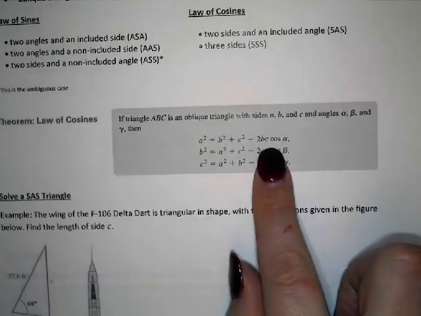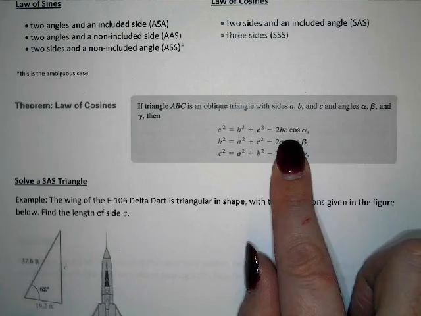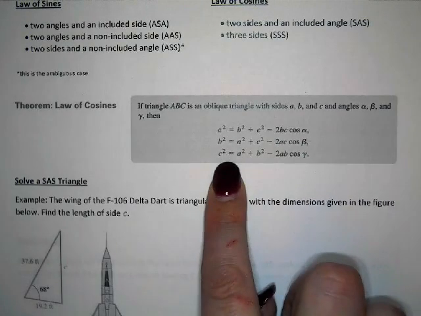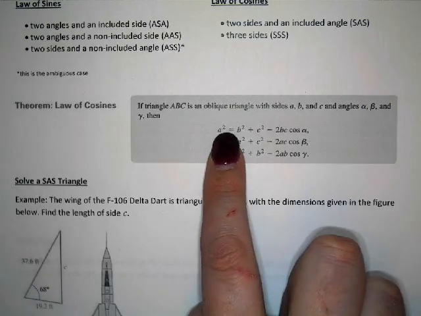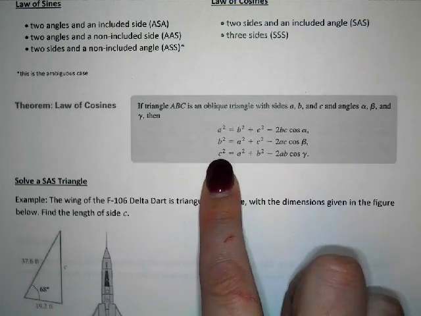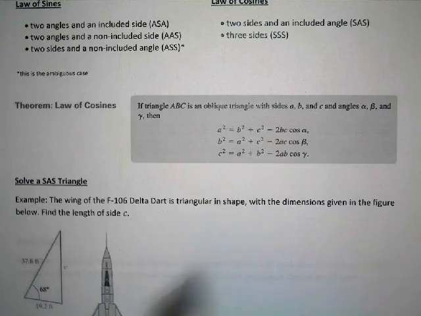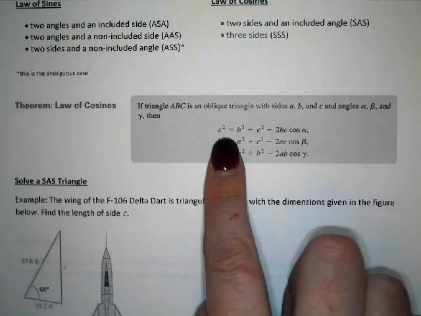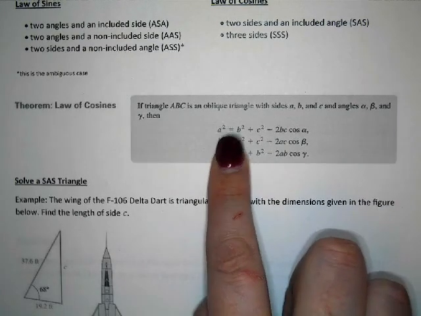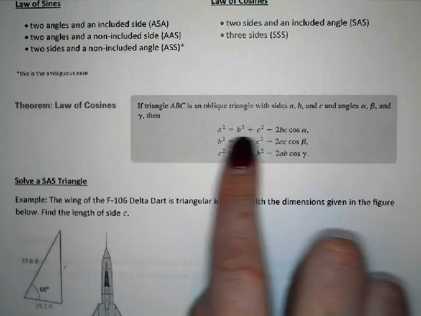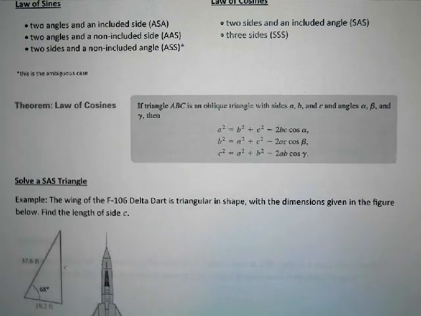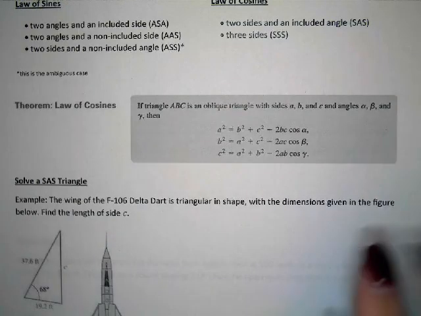Now, with the law of cosines, we can see that the formula is quite a bit more complicated than the law of sines formula, and there are three versions depending on which side length is isolated or almost isolated in the formula. And my recommendation to you would be not to memorize the formula specifically, but to memorize how the formula works, or the pattern of the formula.